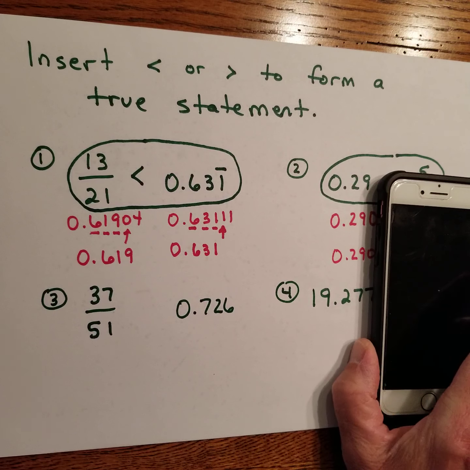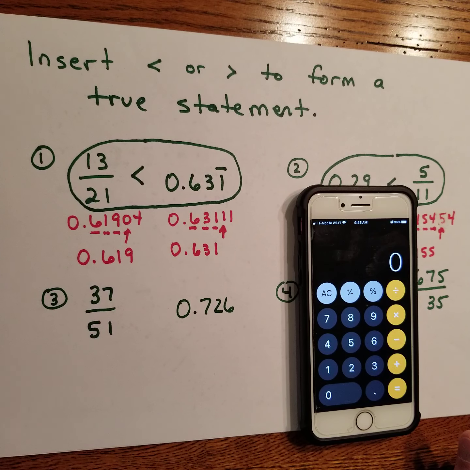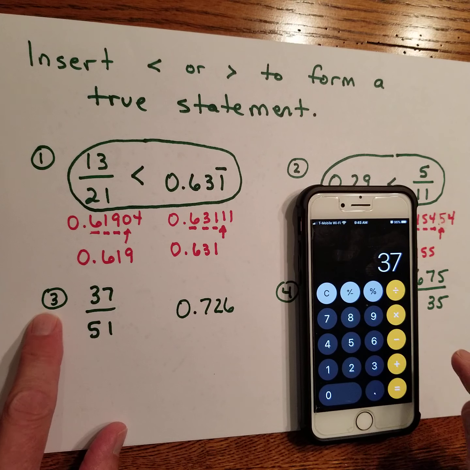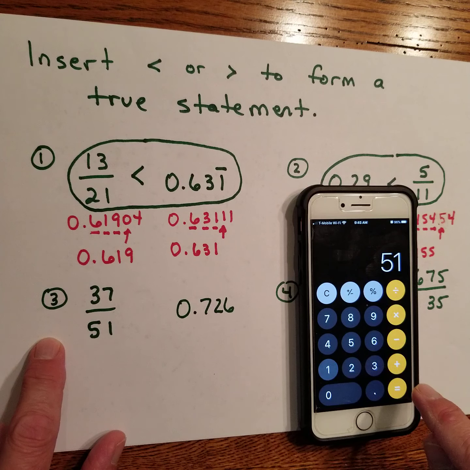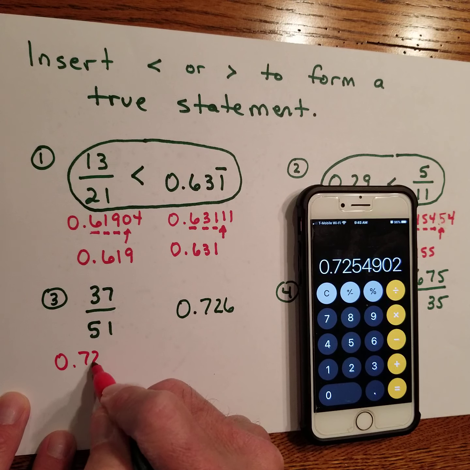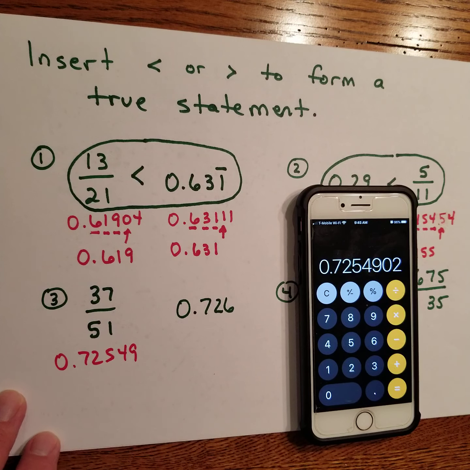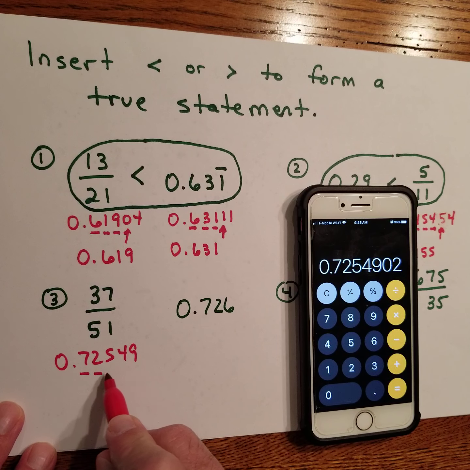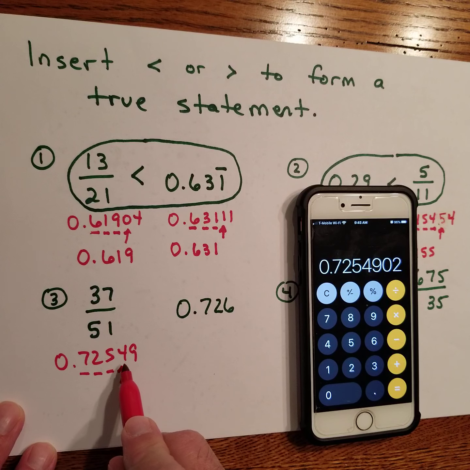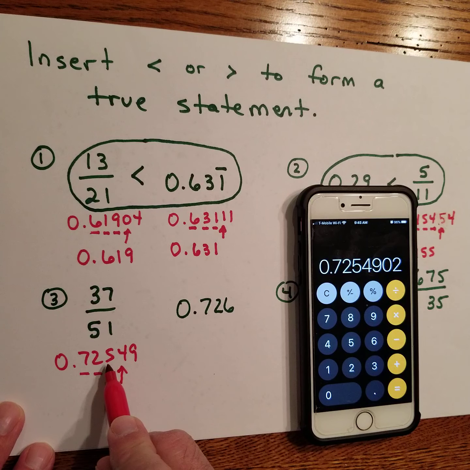Here comes number 3. First, let's change 37 over 51 into a decimal. 37 divided by 51. Then round to the nearest thousandth. 1,000 has 3 zeros in it. Check the next place value out. That's small, so that stays a 5.